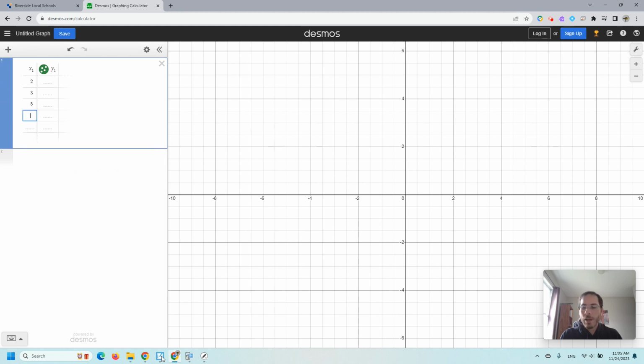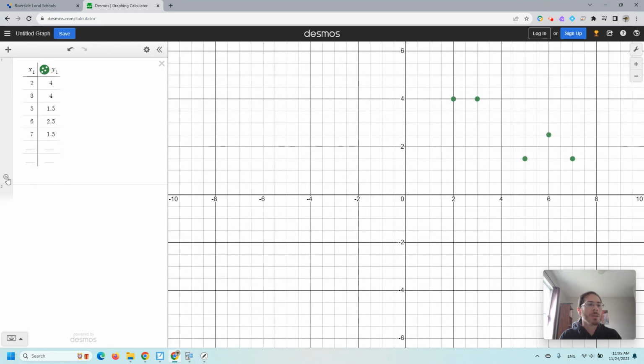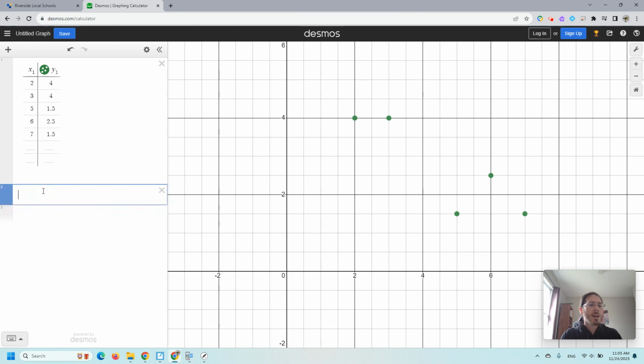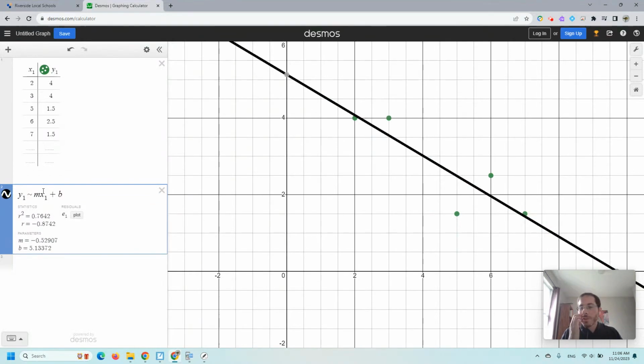2, 3, 5, 6, 7. And over here, I think it was 4, 4, 1.5, 2.5, 1.5. All right, so we got our dots. We can make it look nice if we want. And we got to type in our code, y1 tilde mx1 plus b. Yeah, so we can see we got that negative correlation. That looks pretty good. And again, it gives us a very similar choice.